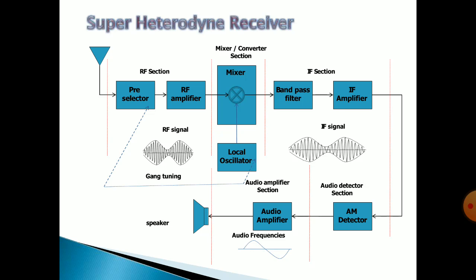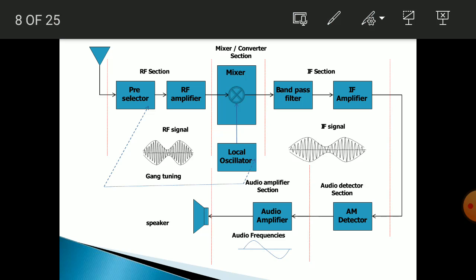The superheterodyne receiver consists of the pre-selector, that is the RF section, as the first part. The second one is the mixer or converter section, the third one is the IF section, the fourth one is the detector section, and the fifth one is the amplifier section. So these are the 5 sections in a superheterodyne receiver.